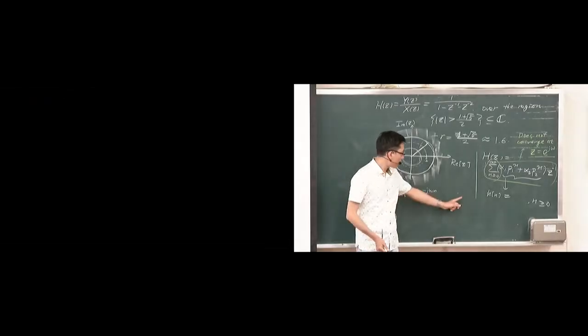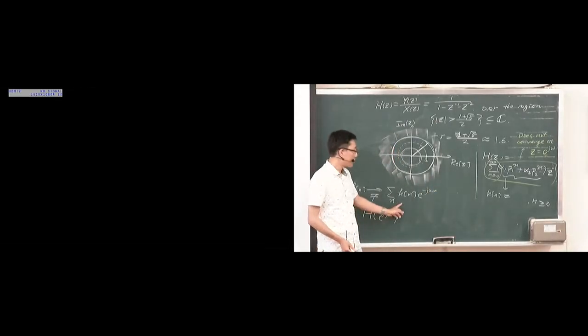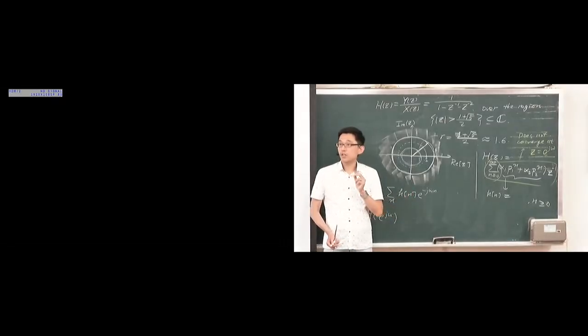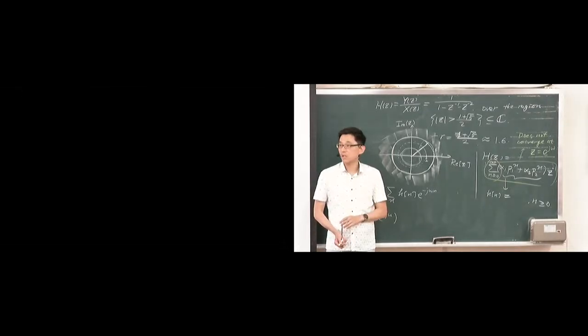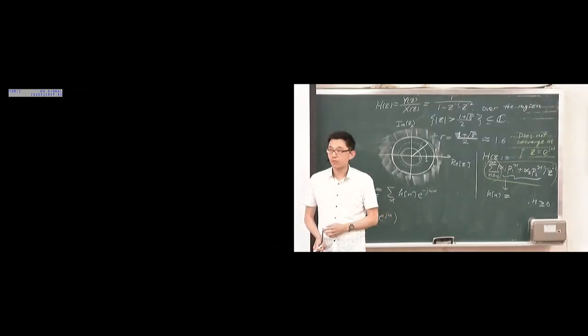Because if you just try to evaluate the DTFT, it does not converge. The DTFT is an infinite series, and it does not converge. The DTFT of the Fibonacci sequence does not exist. That's the way we should understand it. There's really no conflict. We must acknowledge the fact that some signals simply do not have a Fourier transform.